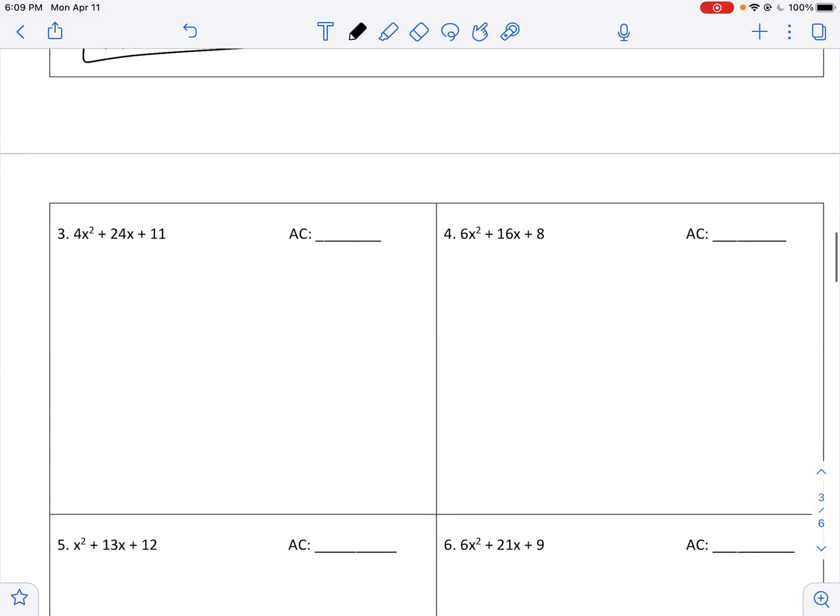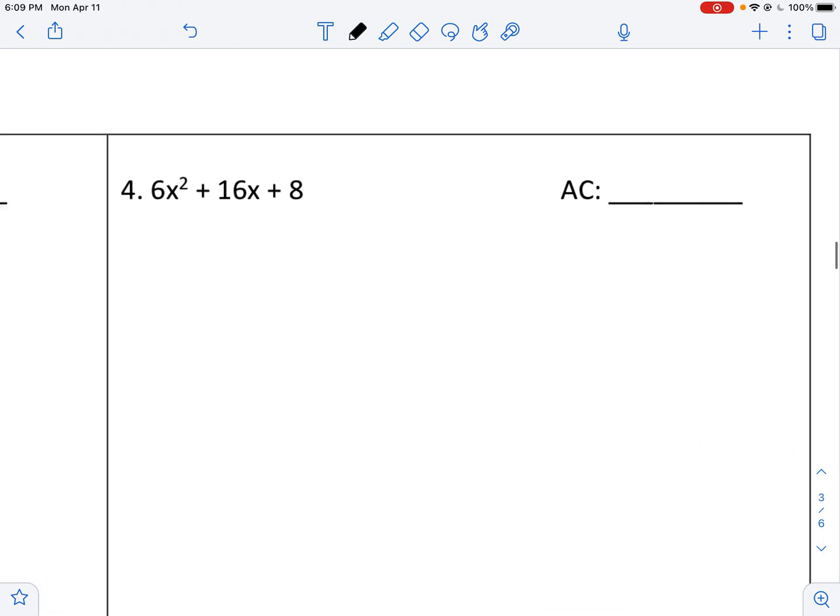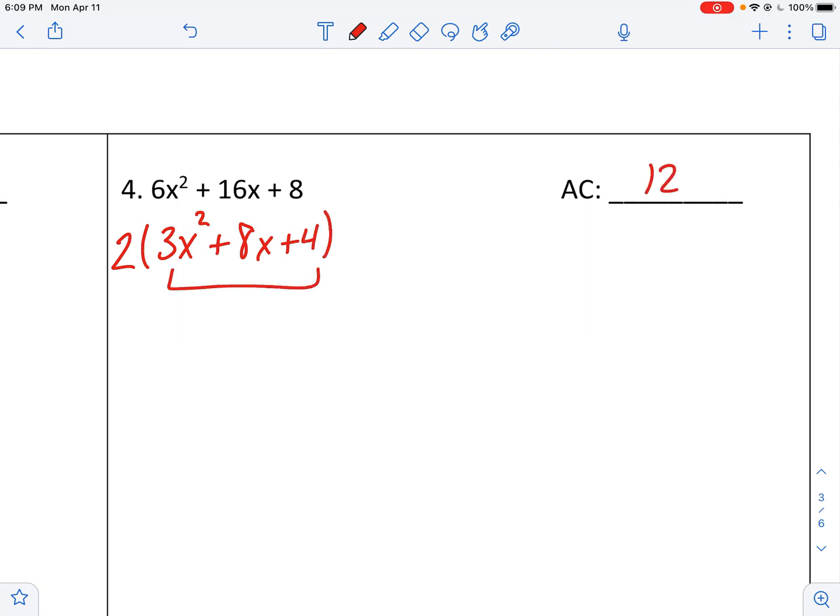All right, I'll help you get started on the next one, and then I'll give you a chance to finish that on your own. So 6, 16, and 8. I could divide a 2 out from all 3 parts. So then I'll do 3 times 4 is 12. And then I need to find out what 2 numbers would multiply to 12 and add or subtract to 8. So 1 and 12, 2 and 6, 3 and 4.